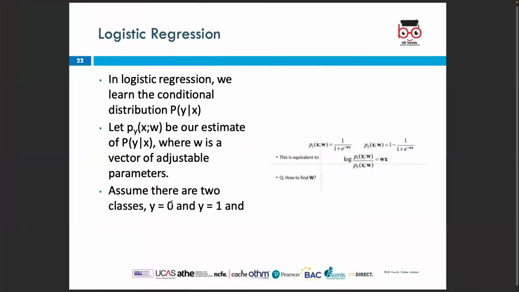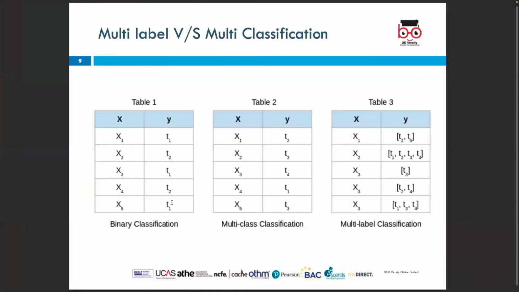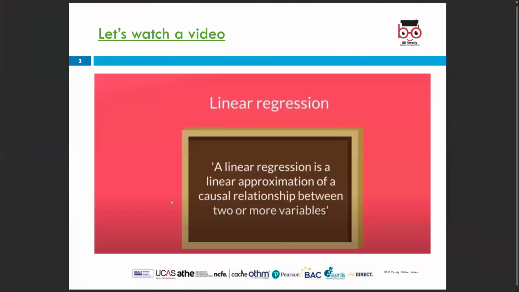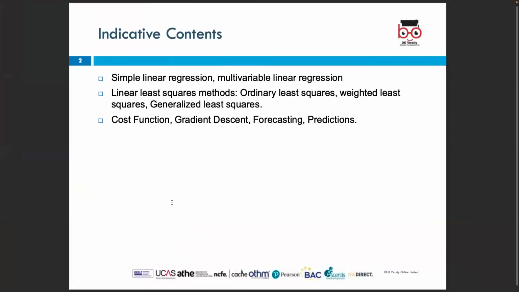So that brings the end to our session for today. So let's have a recap of what we spoke about. Today we developed an understanding of linear modeling, and these are the indicative contents: simple linear regression, multivariable linear regression, linear least squares methods, ordinary least squares method, weighted least squares, generalized least squares, cost function, gradient descent, forecasting, and prediction. So this brings the end to our session for today.